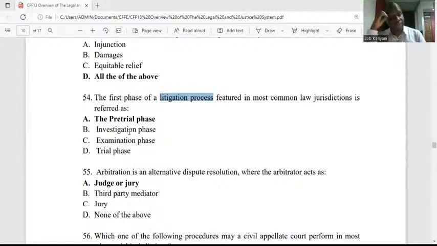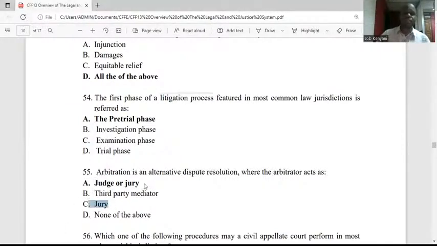Then question number 55: arbitration is an alternative dispute resolution where the arbitrator acts as a judge or a jury. So he's the one who will give what we call an arbitration award. He doesn't act as a third-party mediator. I think this answer is the same as this one, so there's no difference.